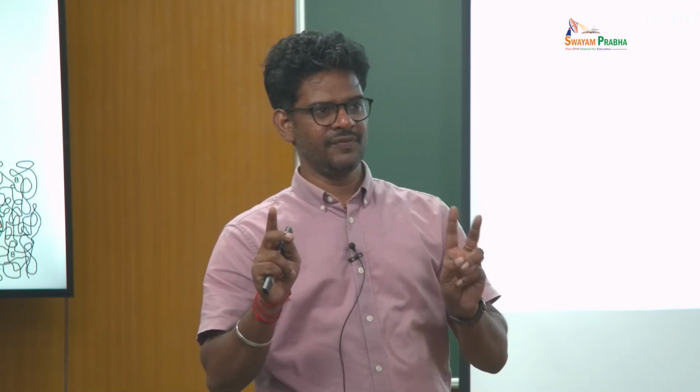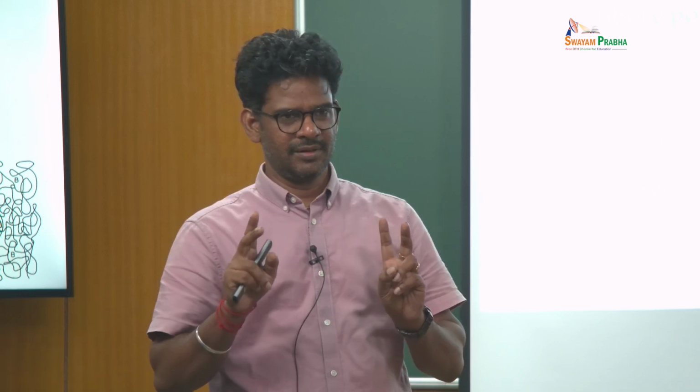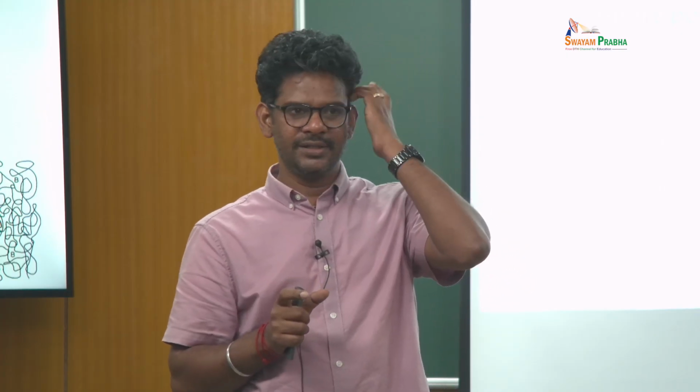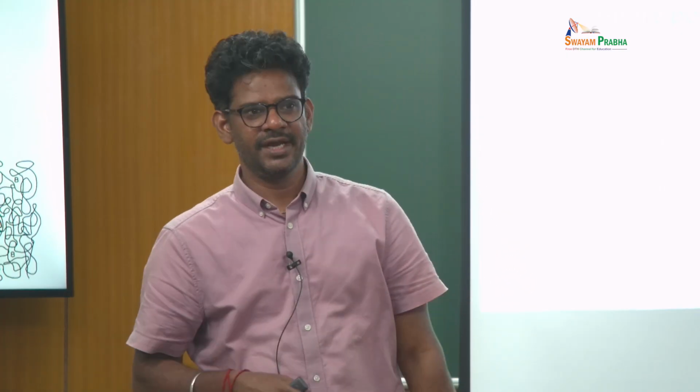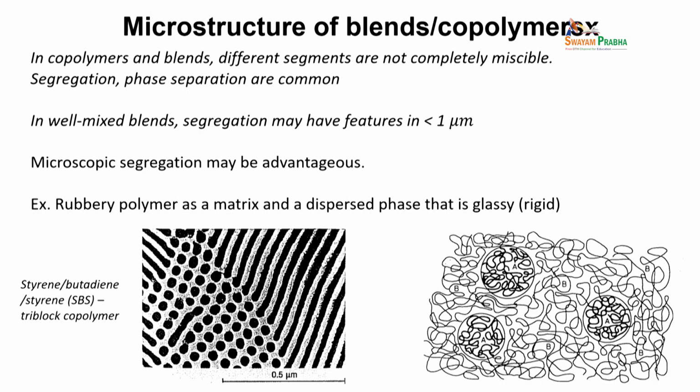So this phase separation can be a good thing or a bad thing. It is good sometimes where you can have some sort of reinforcement. It is bad sometimes, when you have a difference in the properties on one side of the film versus the other side. So you have to be very careful whenever we deal with copolymers. It can be a diblock polymer or a triblock copolymer, and there is always an inherent segregation and phase separation. Even in well mixed blends, segregation can happen at a very small scale.